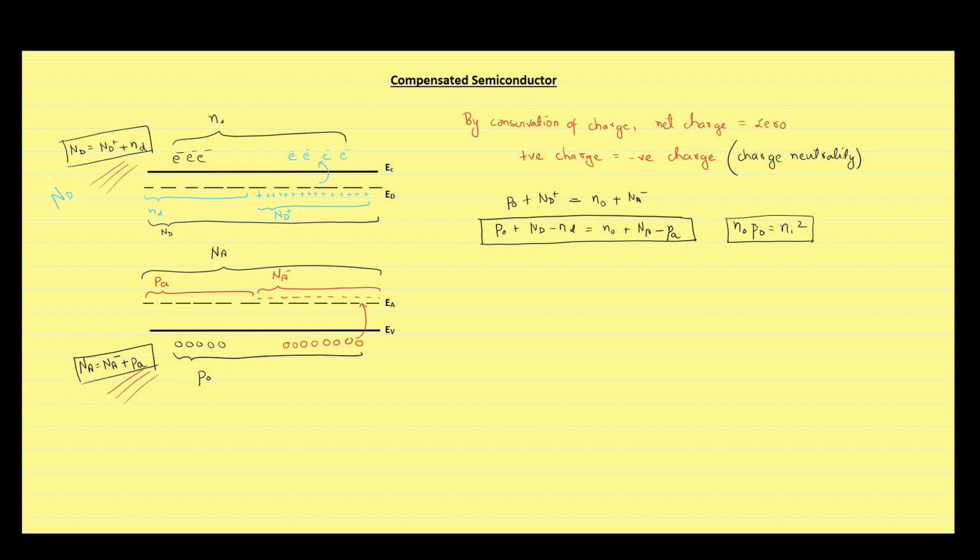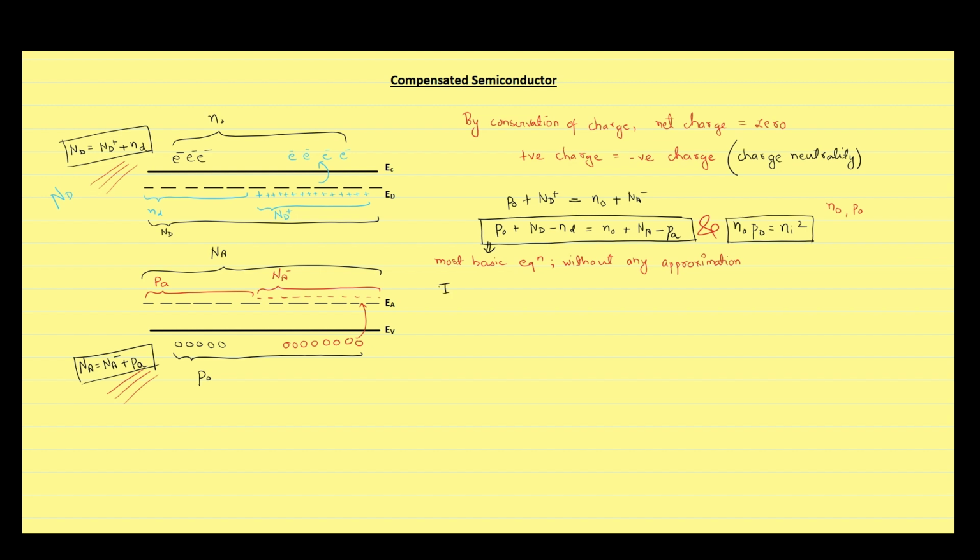So it is very important to remember that this is the most basic equation in which we have not made any assumption or approximation. And by using both these equations, you can find the concentration of free electrons and holes in a compensated semiconductor if the values of the other variables are provided.